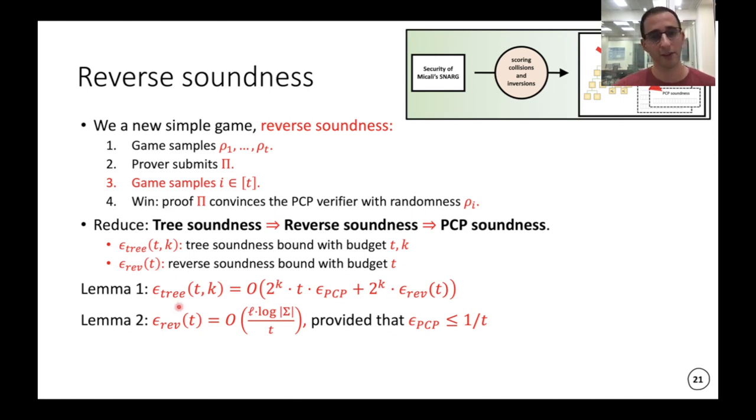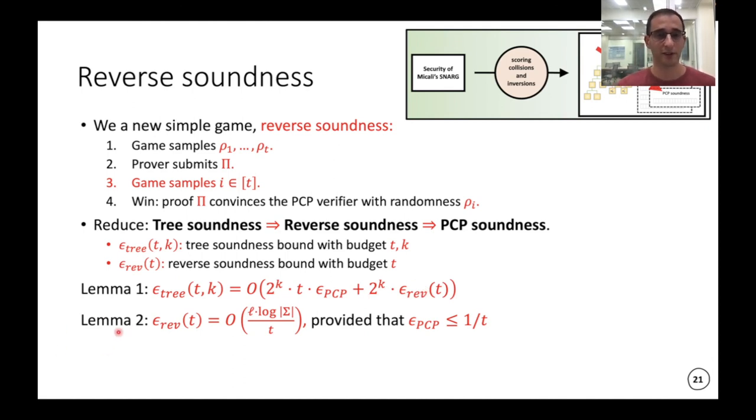The first lemma says that the winning probability in the tree soundness game is bounded by this expression. It's T times epsilon PCP, because I can always just try, and actually, every time I try, I have an advantage of 2 to the K because of the collisions. And I have this additional term that comes from the inversions: 2 to the K power times my probability in this reverse soundness game.